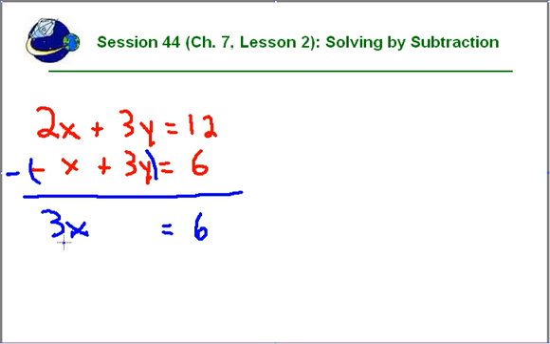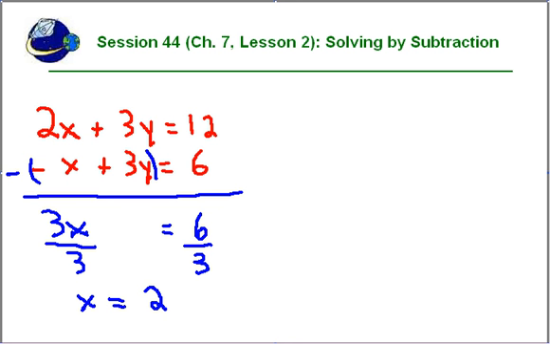Okay then, what we have now is 3 times x equals 6. So in order to get rid of the 3 that's being multiplied by the x, we need to divide both sides by 3. Well, 3 times x divided by 3 is just simply x. And then 6 divided by 3 is 2. So what we found out at this point is that the value for x that's going to work for both equations is when x is 2.